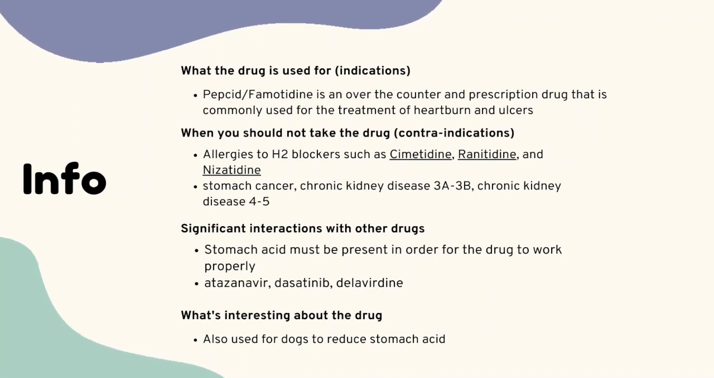If you have allergies to H2 blockers such as cimetidine, ranitidine, and nizatidine, or if you have stomach cancer, chronic kidney disease 3A or 3B, or chronic kidney disease 4 or 5, you should not take it. Significant interactions with other drugs: famotidine is used to reduce stomach acid, so stomach acid must be present in order for the drug to work properly. Other interactions with other drugs are atazanavir, dasatinib, and delavirdine. An interesting fact about the drug: it is also used for dogs to reduce stomach acid.